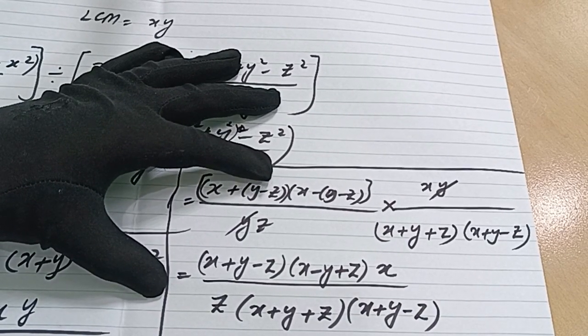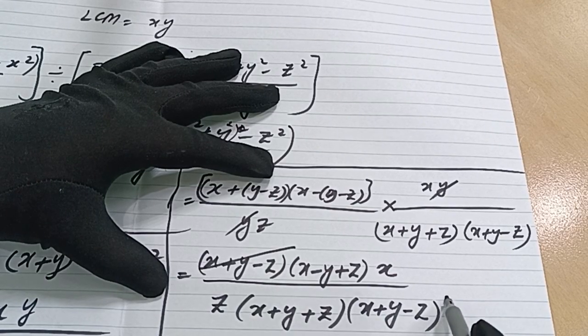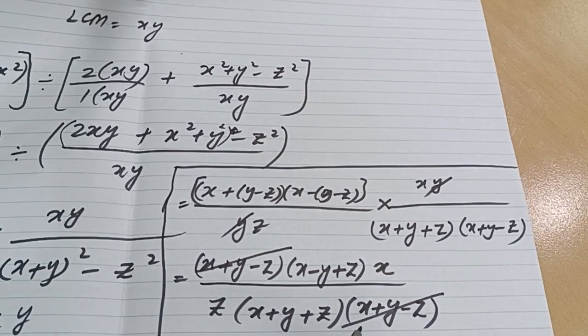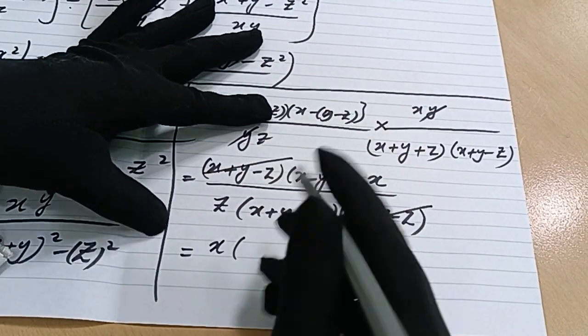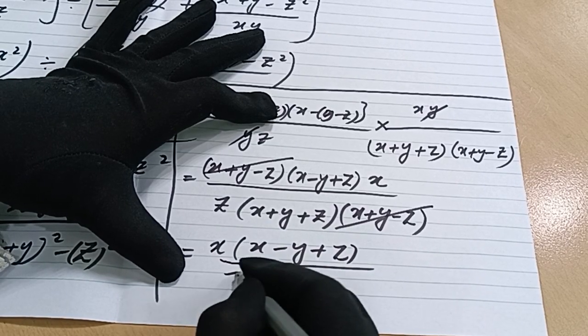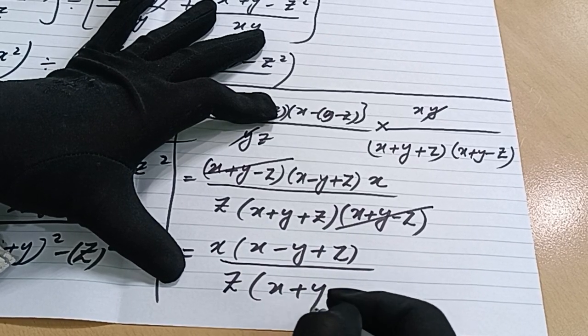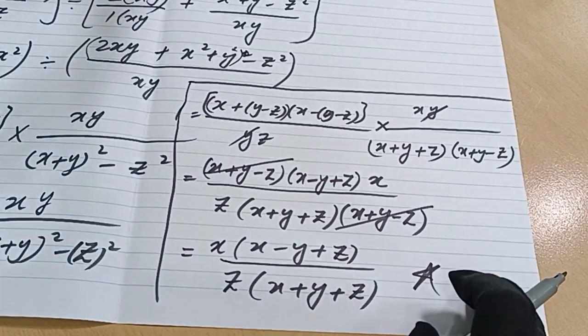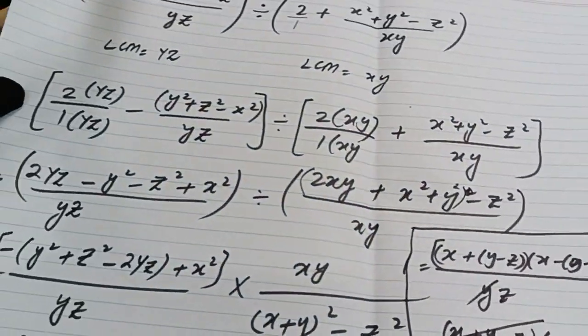We will check if any other factor is cancelling. So this one factor is cancelling with this factor. Remaining x we will write first. We always prefer to write the small factor first. X first, x minus y plus z divided by z times x plus y plus z. So this is our final answer for the complete simplification.